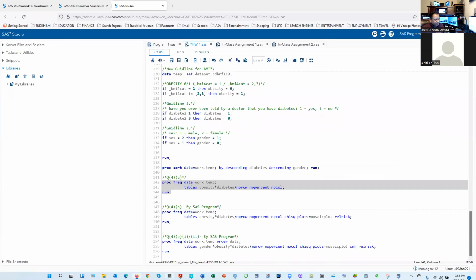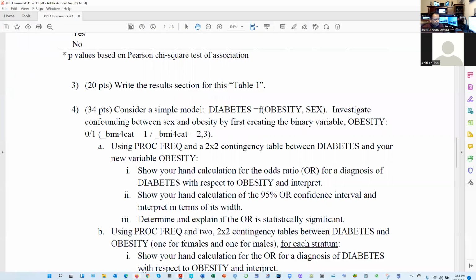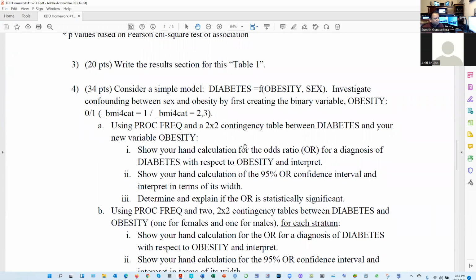And part B, what? Show a hand calculation of the odds ratio for a diagnosis of diabetes with respect to obesity and interpret. Show a hand calculation of that OR, its confidence interval, and interpret it. Determine and explain if the OR is statistically significant. Before you go to the odds ratio in this particular table, you have to talk about the odds. Which odds are we talking about?